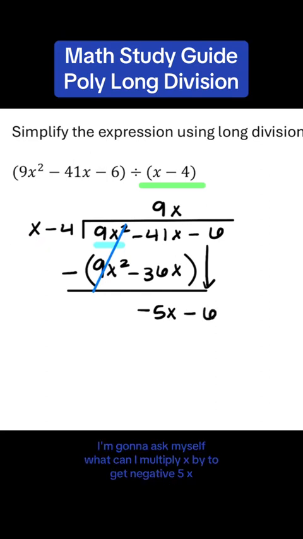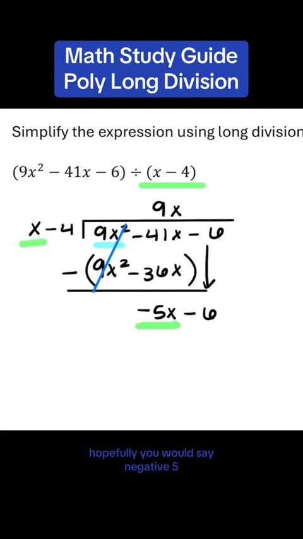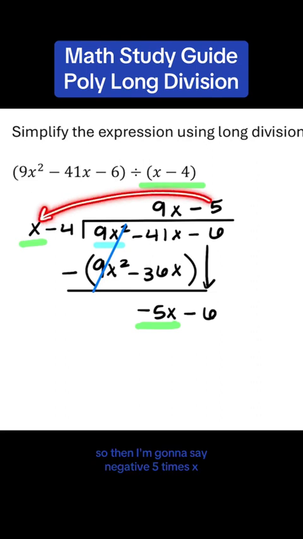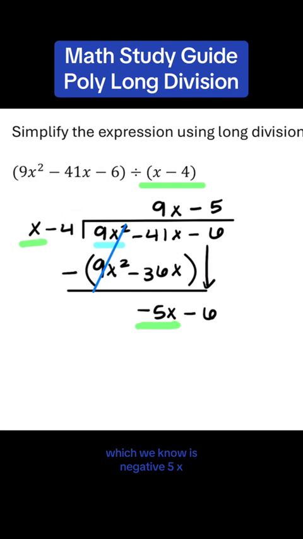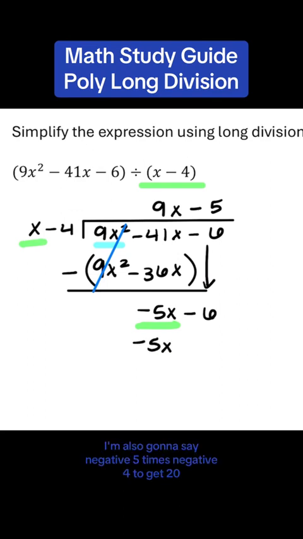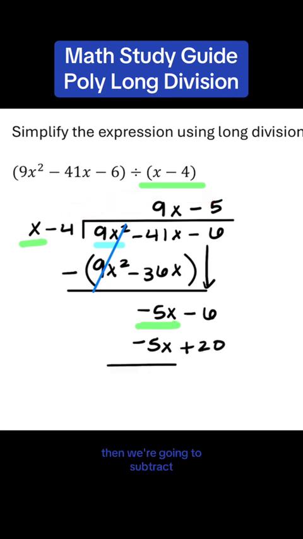I'm going to ask myself, what can I multiply x by to get negative 5x? Hopefully you would say negative 5. And negative 5 needs to be on top of the other constant. So then I'm going to say negative 5 times x, which we know is negative 5x. I'm also going to say negative 5 times negative 4 to get 20. Then we're going to subtract.